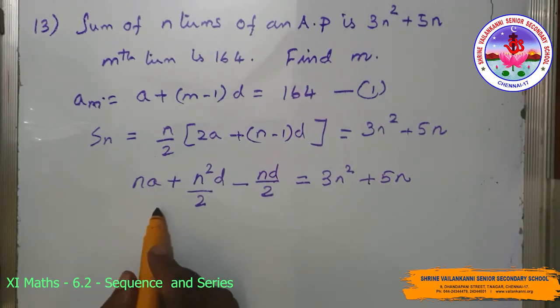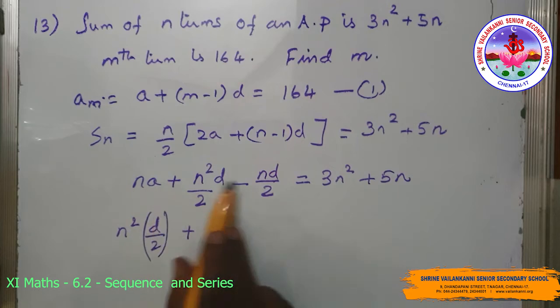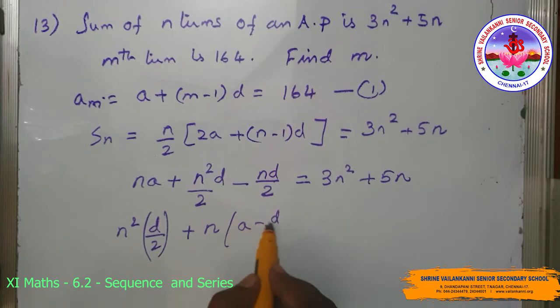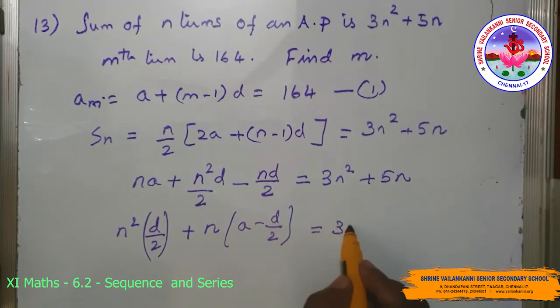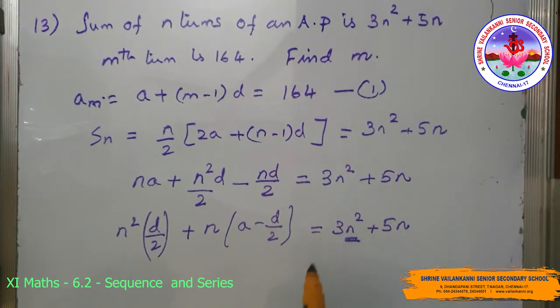So n square into d/2 plus n is common here. Taking n common, we have n(a - d/2), which is equal to 3n square plus 5n. So comparing the coefficient of n square on both sides. Here the coefficient of n square is 3. Here the coefficient of n square is d/2. So d/2 is 3, otherwise we can say d equals 6.